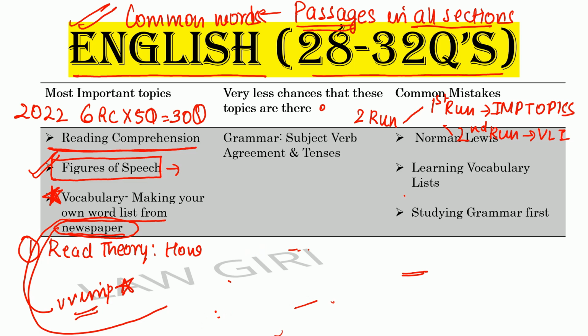So first run topics are your reading comprehension, figures of speech, and vocabulary. That is an everyday thing. Vocabulary is your everyday thing.